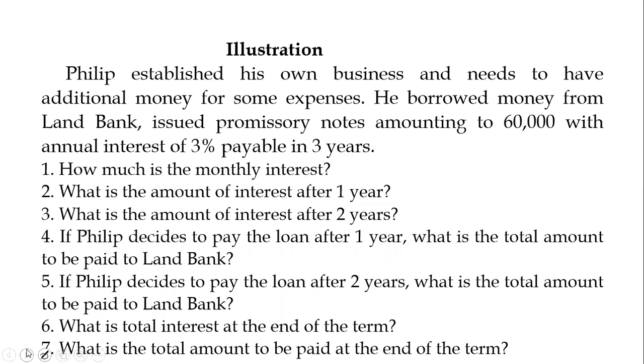But of course, hindi naman papayag si bangko na, o sige, yung 60,000 na inutang mo, 60,000 pa rin pagbalik. So that's why si bangko nagsabi na, o sige, 3% ang magiging interest niyan. So that's why si Philip ay magkakaroon ng additional na babayaran. That is the interest expense plus yung original amount na 60,000 after 3 years. Now, here are some questions.